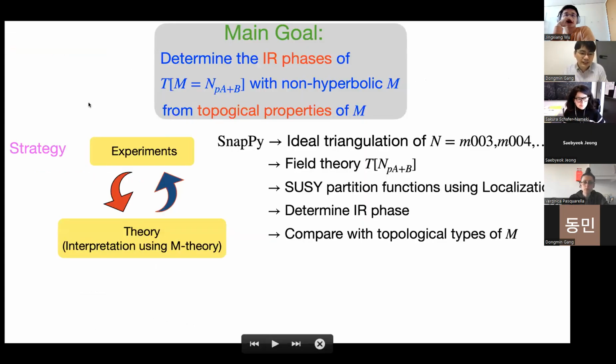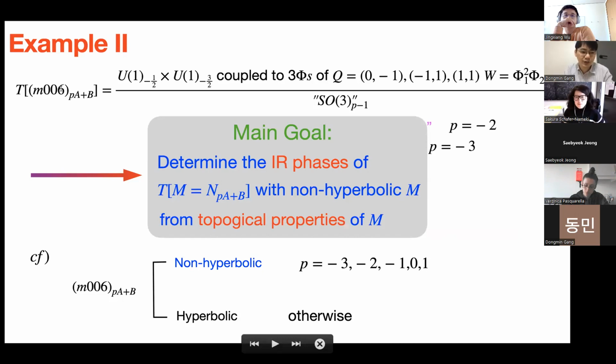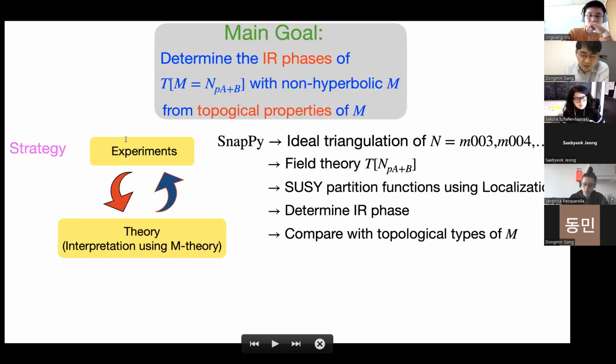So the strategy is just doing various experiments. In this way, we change M006 to M007 and M008, something like that. Then we studied all the IR phases corresponding to the non-hyperbolic exceptional dumping. Then we try to find some patterns, and then we want to give some theory and some interpretation using M-theory. This is our strategy.